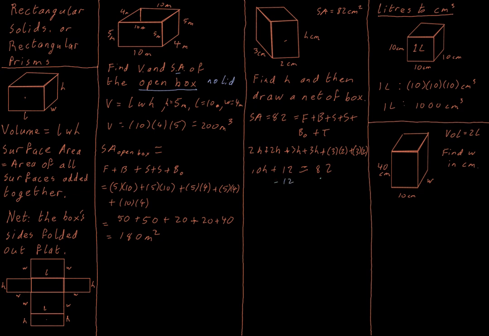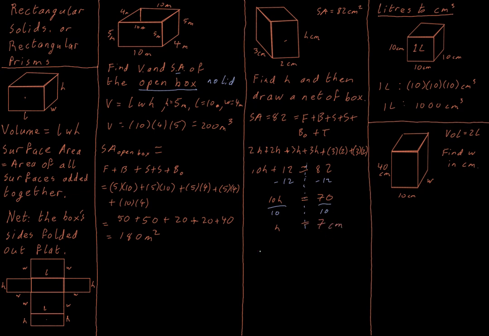I don't want that 12 there, I want the h's by themselves. So I'm going to remove 12 from both sides. And I can put my dashed line down my equal sign to remind myself I'm keeping the balance. 10h is equal to 70. And I want to know what 1h is. So 10 divided by 10 would give me 1. So I end up with h is equal to 7. And the units here are centimeters.